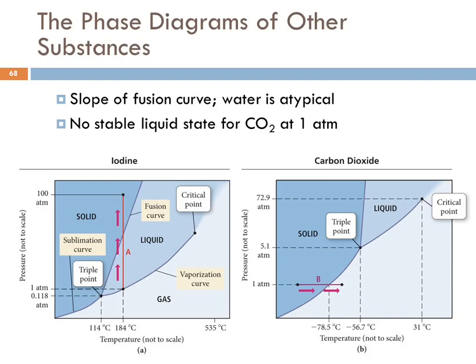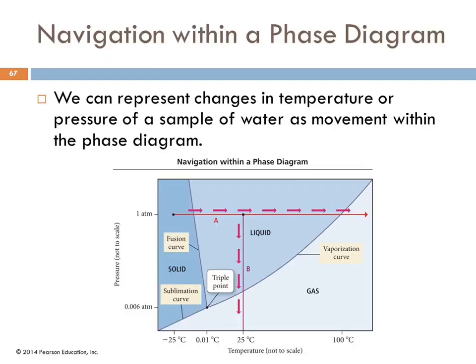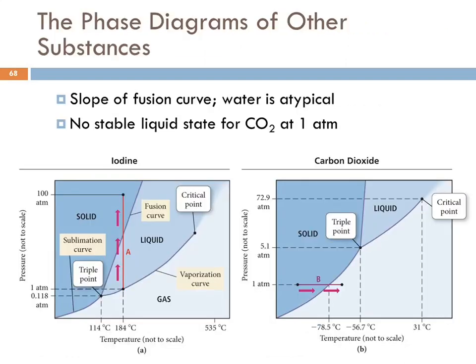The slopes of these curves, whether they're positive or negative, is significant. For water, the fusion curve is unusual. Let's go back here a minute. Here's the fusion curve for water. It has a negative slope. As you increase the pressure, the melting point becomes lower. Most things have a fusion curve with a positive slope.